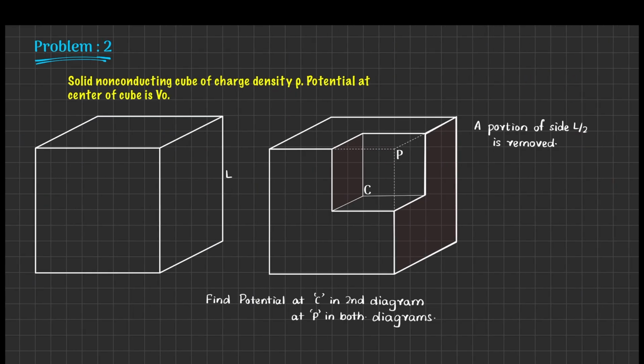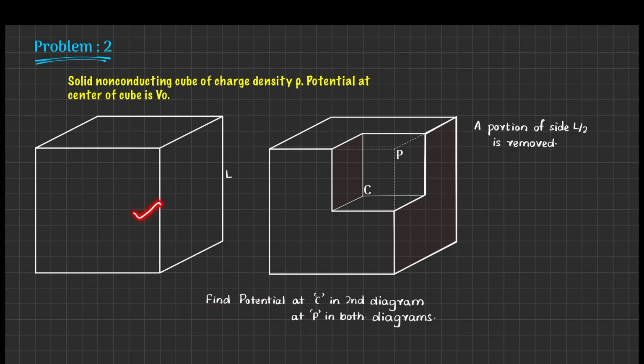Now let's see this problem of electrostatics. Here they have given us a solid non-conducting cube of charge density rho. Now they have said the potential at the center of the cube is V naught, and it is asking us to find the potential at C in the second diagram and at P in both of the diagrams.